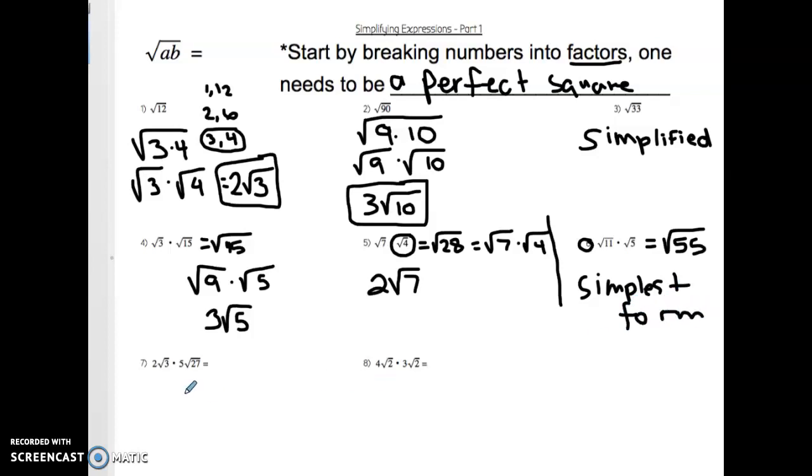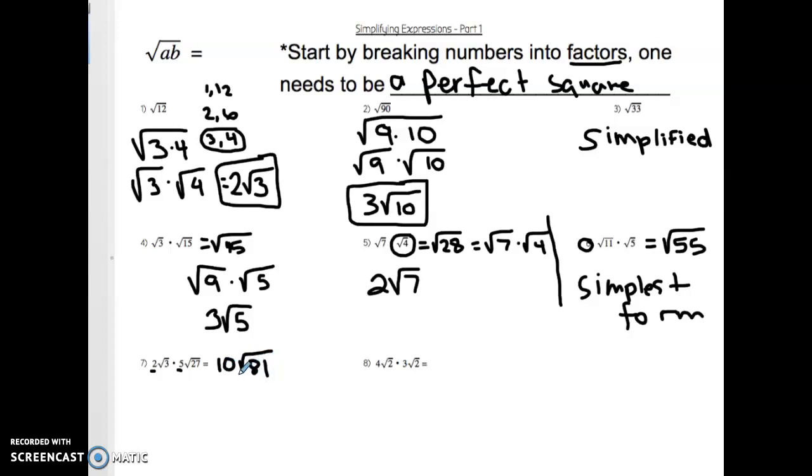Okay, moving to these last two down here, 7 and 8, we can kind of think of this as two different kinds of combinations. So I can multiply my outside terms, 2 times 5, that's 10. And then I can multiply my inside terms as well. 27 times 3 is 81.